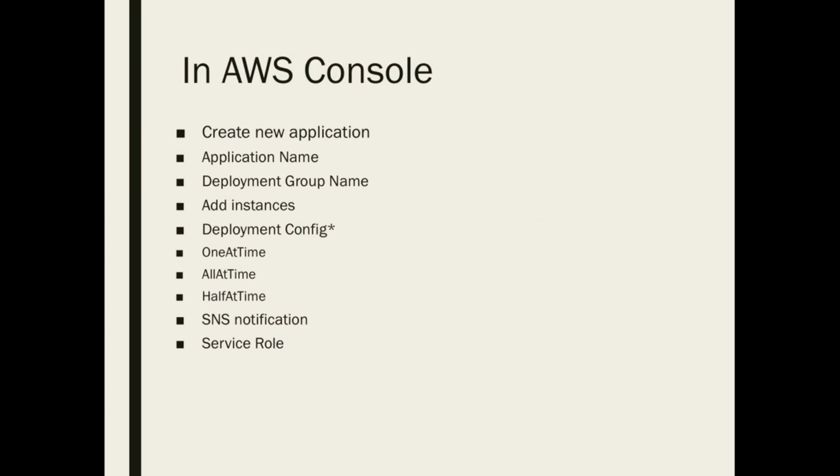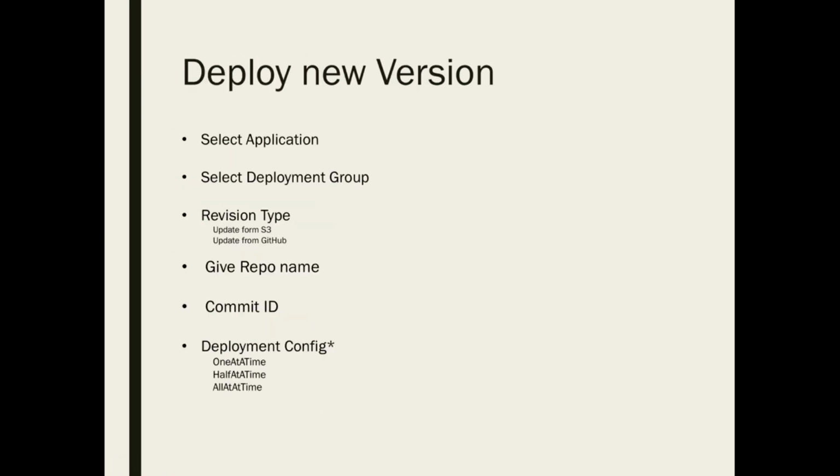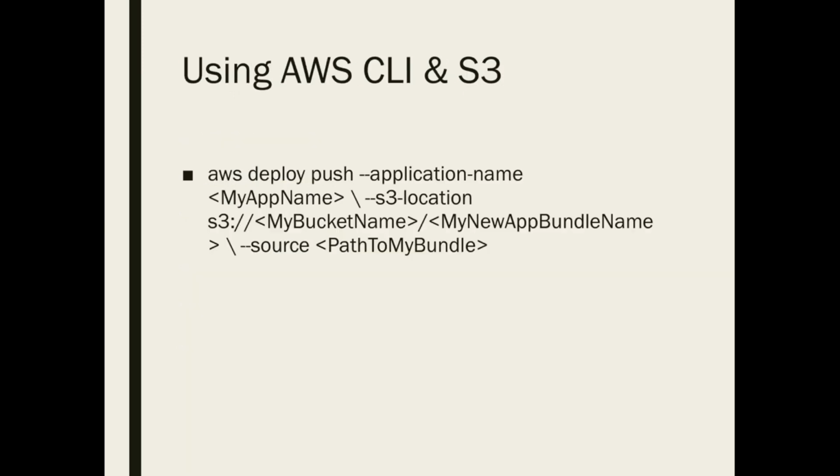And in the console, this is the step we are going to follow. I'll give you the demo. We're going to create an application, a deployment group, and then add an instance. I'll walk through the steps so that we will understand what it is. So that's pretty much it about this. This is a CLI command. Let me not waste time on this explanation. Let's go to the actual demonstration.